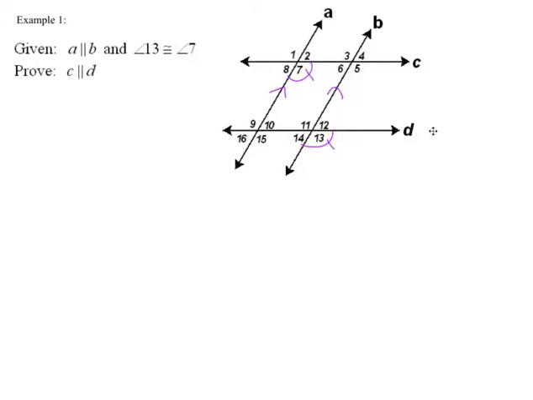So when I solve this proof, what I want to do is find an angle that is congruent to angle 7 based upon line A and B being parallel, that has a nice special relationship with angle 13. Because when I'm able to prove that 13 is congruent or supplementary to a special angle based upon the theorems that we know, I'm going to be able to say that C is parallel to D. And there's lots of ways to do this.